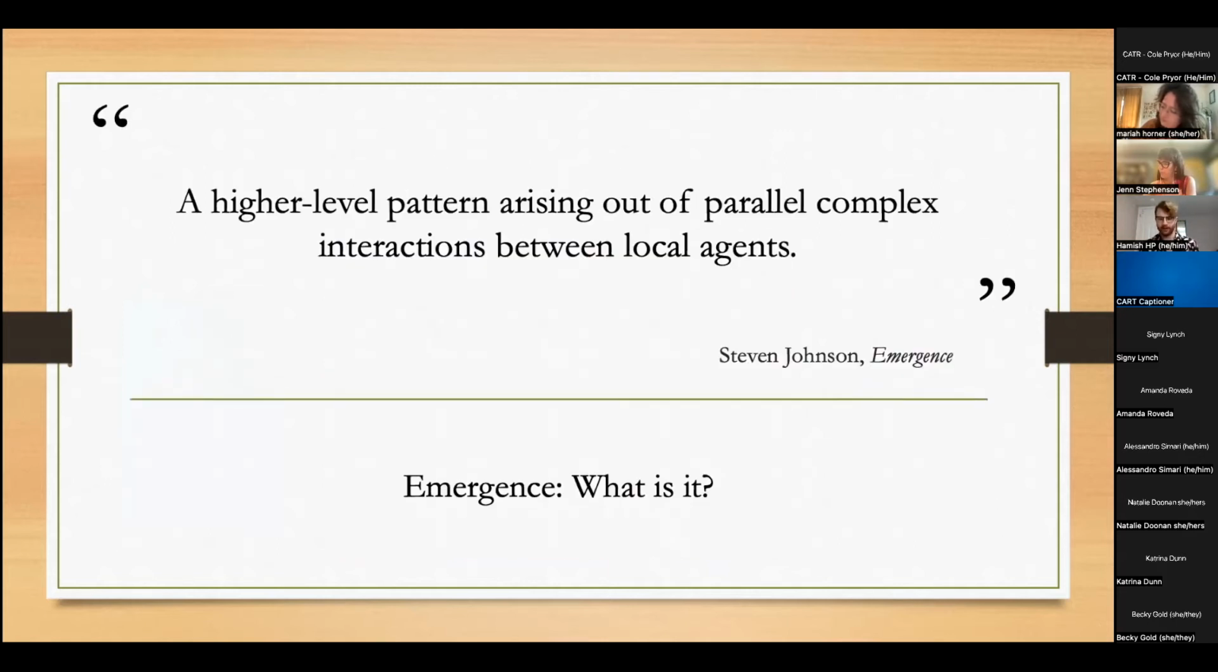Worktable relies on what we've come to call a dramaturgy of emergence. Now, Stephen Johnson defines emergence as a higher level pattern arising out of parallel complex interactions between local agents. In science, it describes a process in which a decentralized network of phenomena interact to generate something new with qualities meaningfully different than those of the network's component parts.